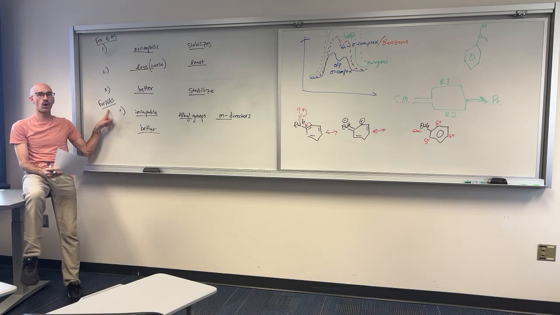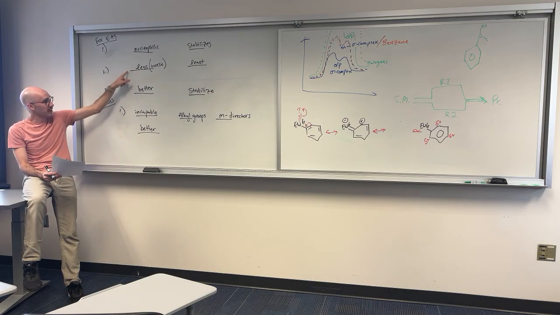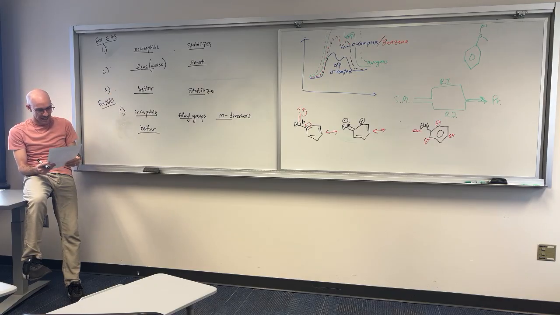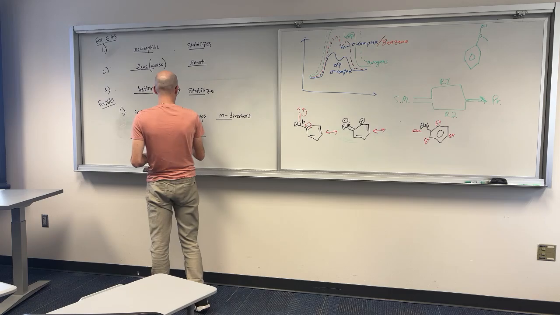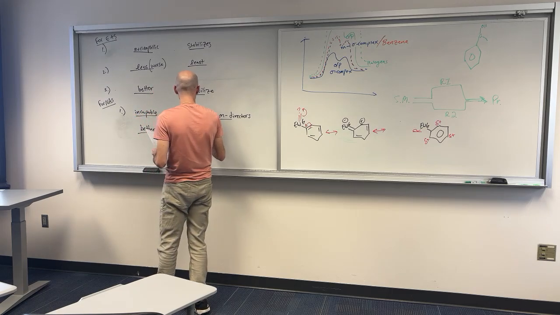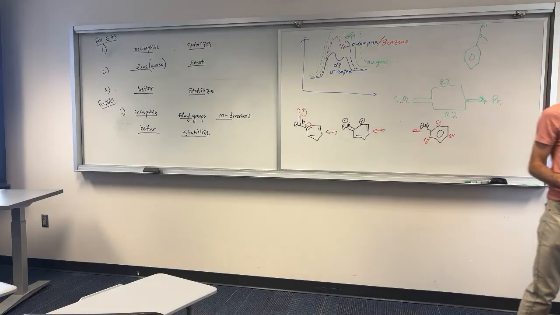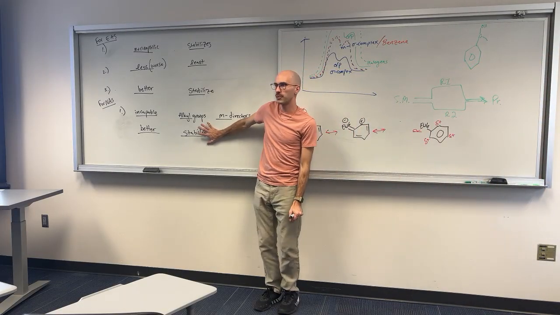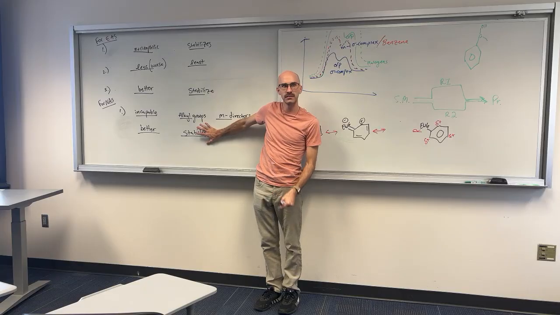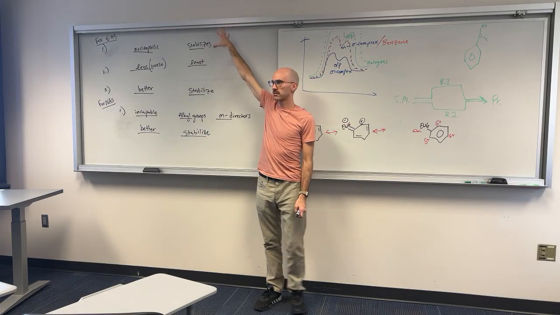Electron withdrawing groups, second to last line on the back page, make ortho-para positions better nucleophilic sites for NAS reactions. Huge distinction. It flips on its head. And they stabilize the negatively charged intermediate for NAS with extra resonance. Electron withdrawing groups are to NAS what electron donating groups are to EAS.